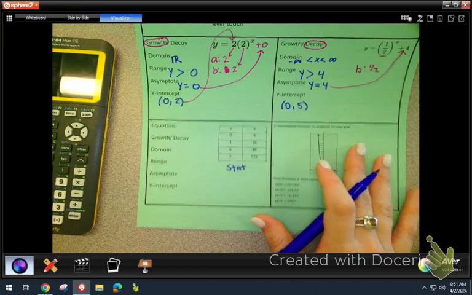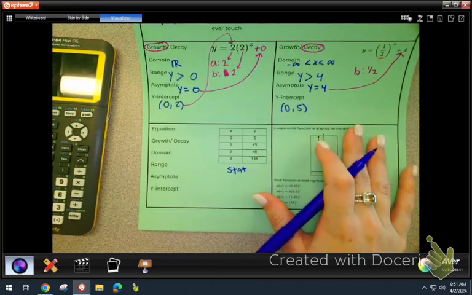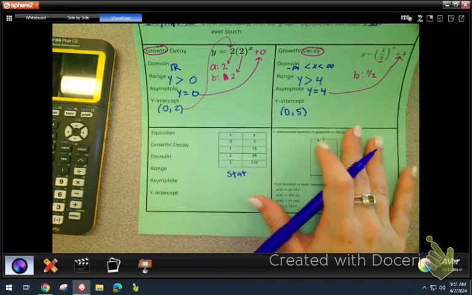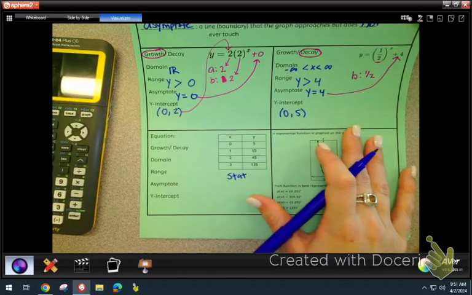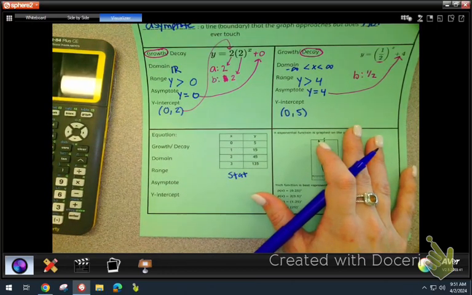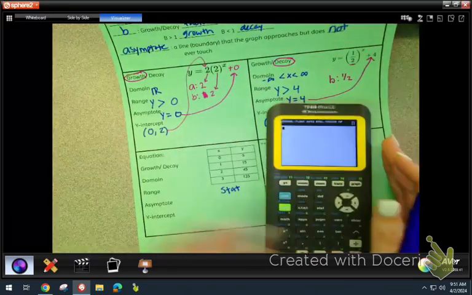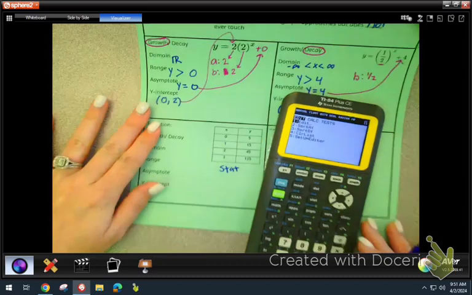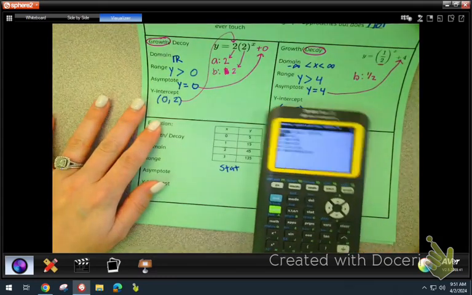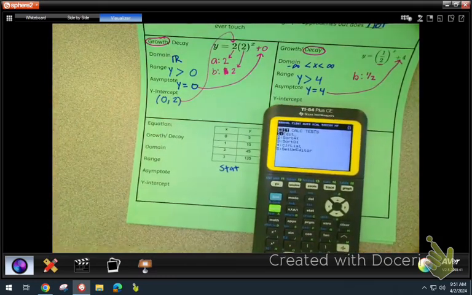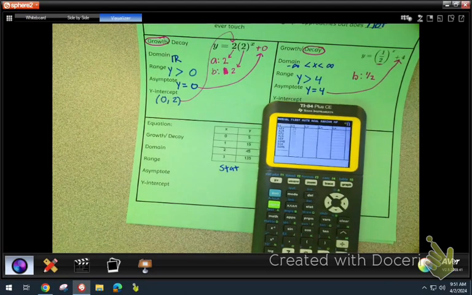If you don't remember how to do this, I was tutoring someone yesterday for STAR tests. I said, if you don't press stat probably 10 to 15 times on your STAR test, it's not going to go well. Okay? All right. So we have to put the table in. So stat, edit, enter.